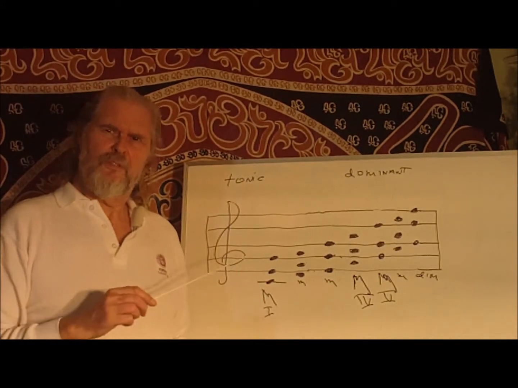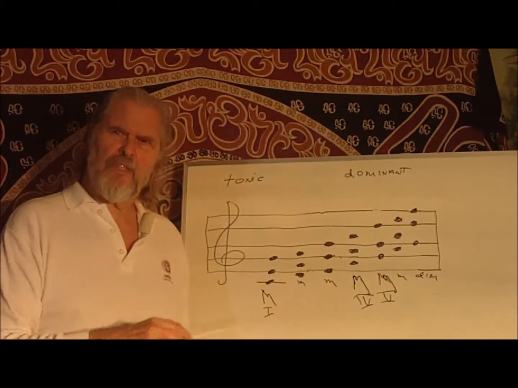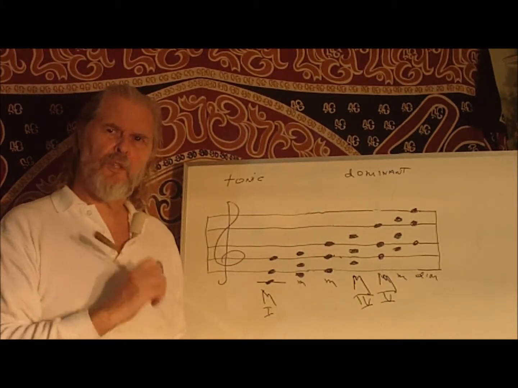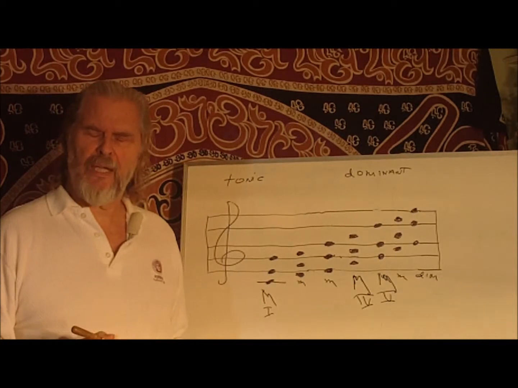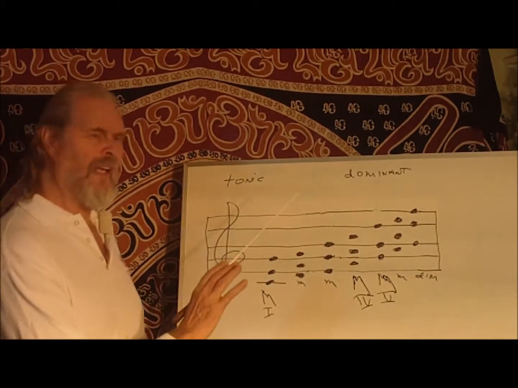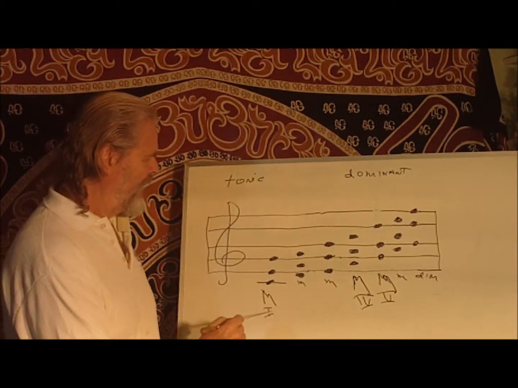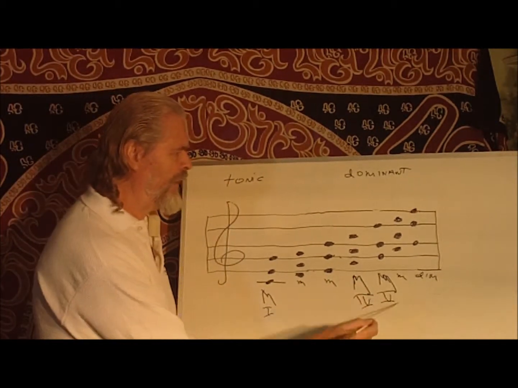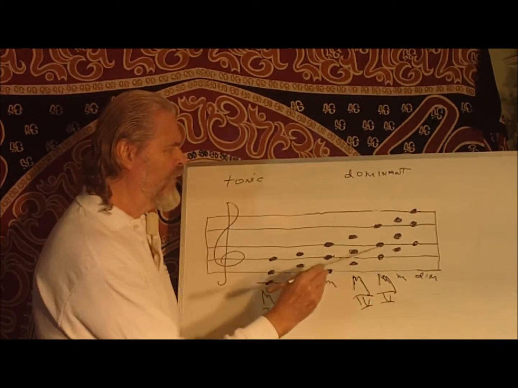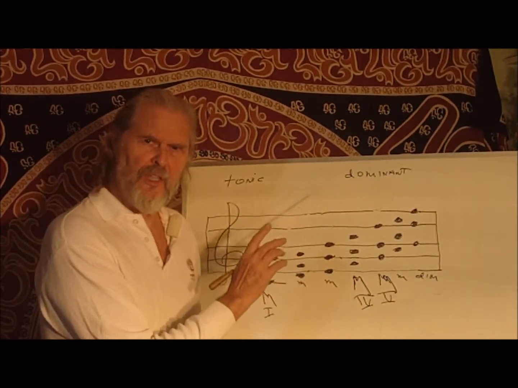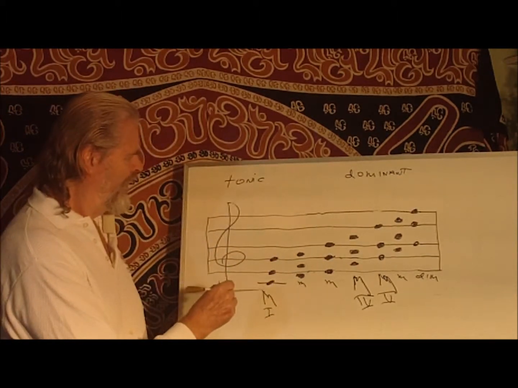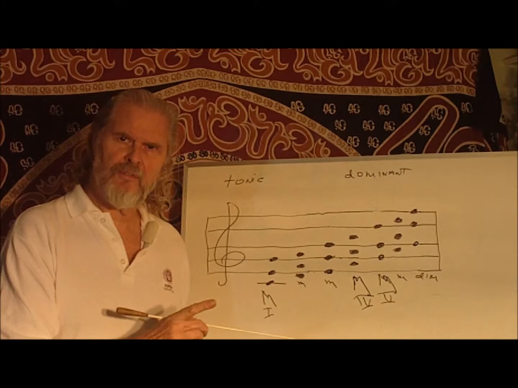The reason the 5th is called the dominant is because the note in the middle that makes it a major chord is a half step away from the tonic. Let me explain that a little better. Here's your tonic, here's your dominant. Dominant is G. G, B. Well, B is the note that makes it a major chord. B is a half step away from C, the tonic.